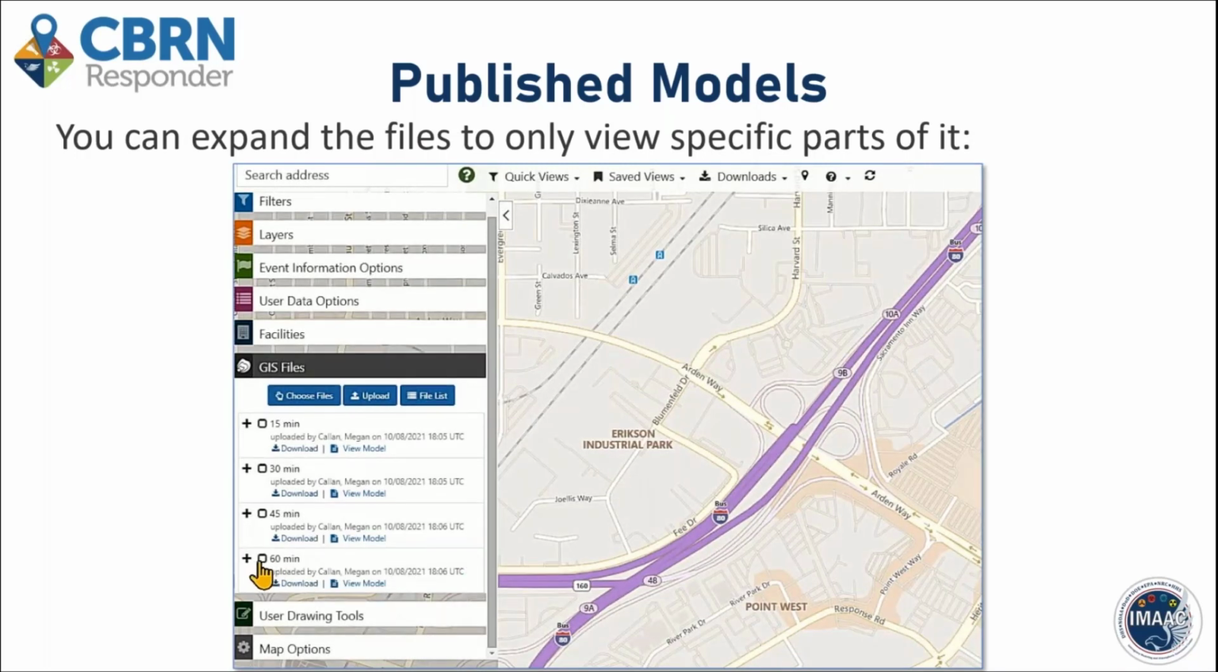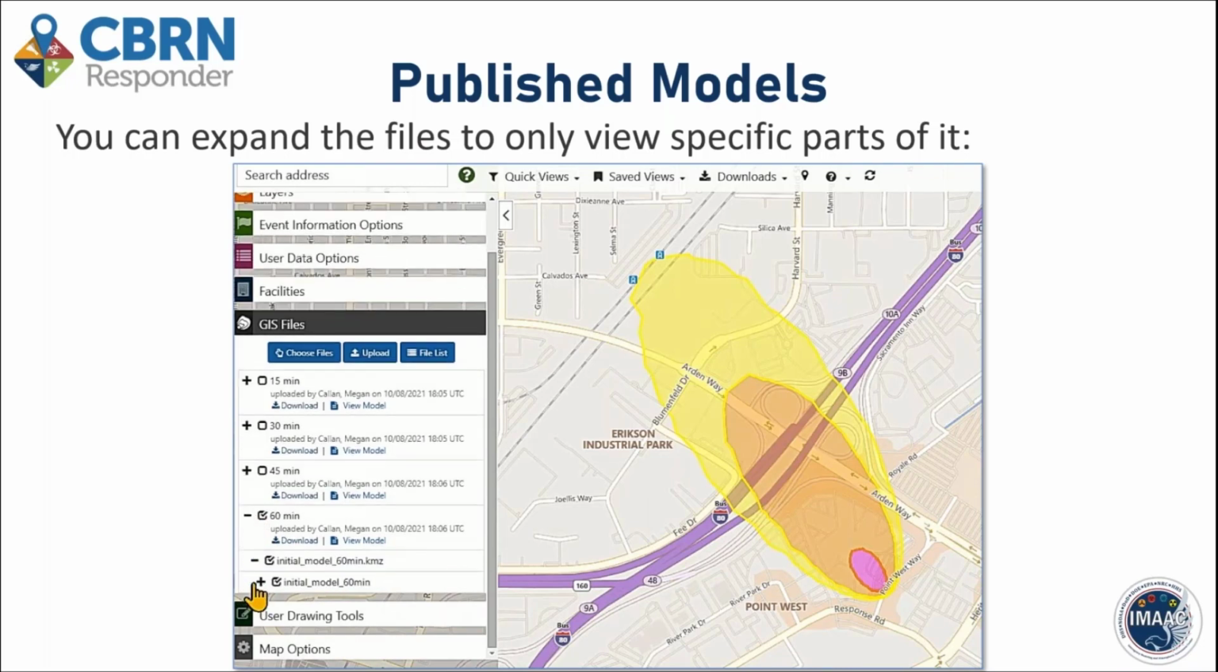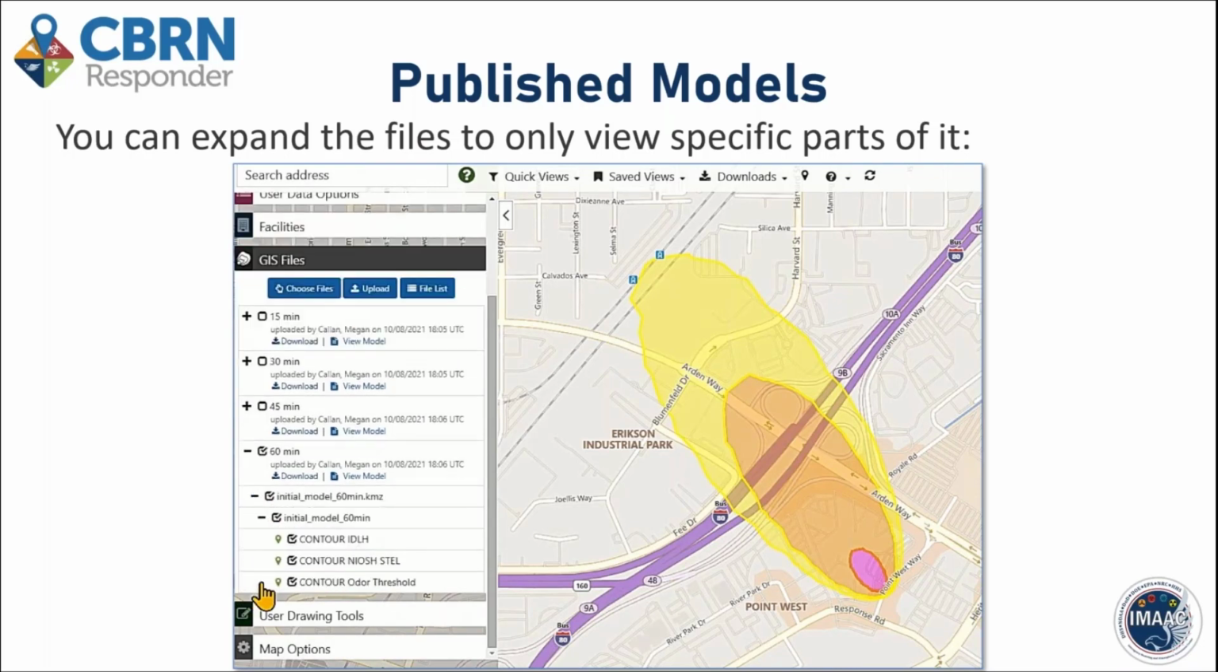So here, if you click the plus button, you can keep clicking that until you see the specific sections, and then you can uncheck or check those if you want to take a look at a specific area.